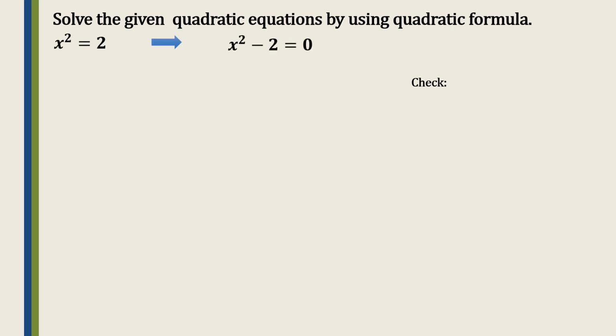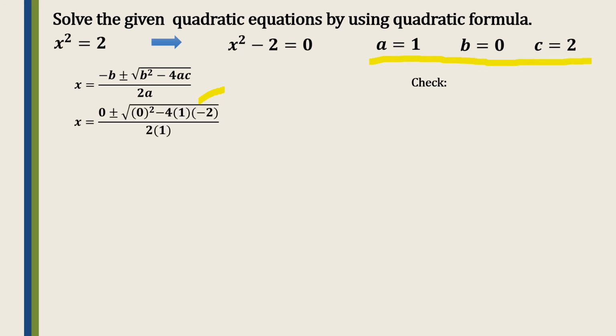So, x squared minus 2 equals 0. We will have a equals 1, b equals 0, c equals negative 2. So, again, ito yung quadratic formula. Ang gagawin ay papalitan ang letters ng value ng a, b, and c. So, magkakaroon tayo ng x equals 0 plus minus the square root of 0 squared minus 4 times 1 times negative 2 all over 2 times 1.